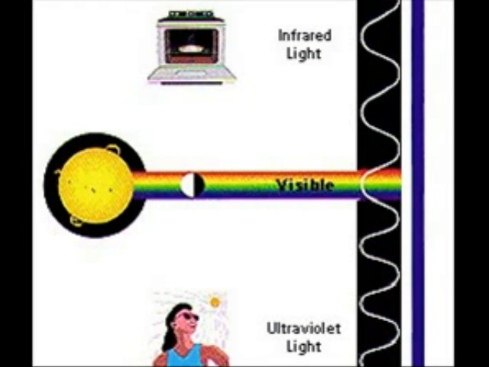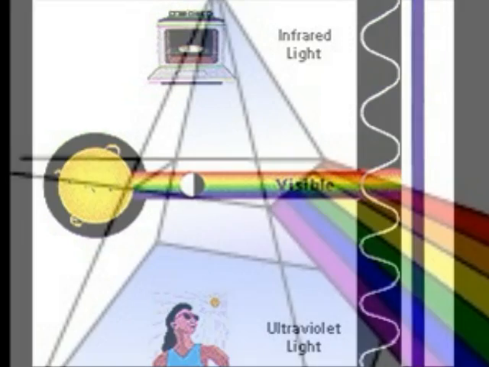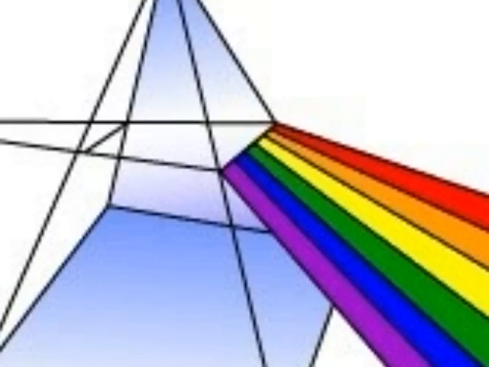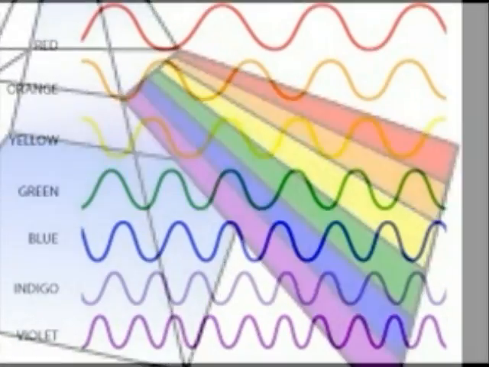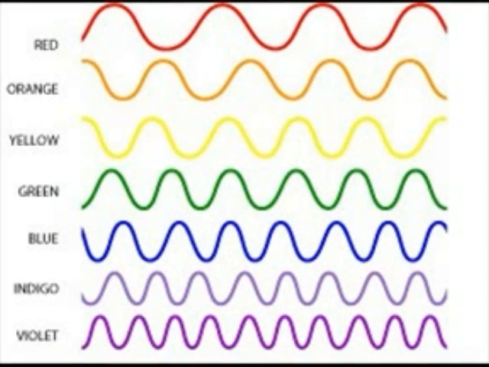After infrared comes visible light, the portion our eyes are familiar with. What we see as white light is actually a mixture of all the colors. The longest wavelength we see is red light, the shortest is violet light.